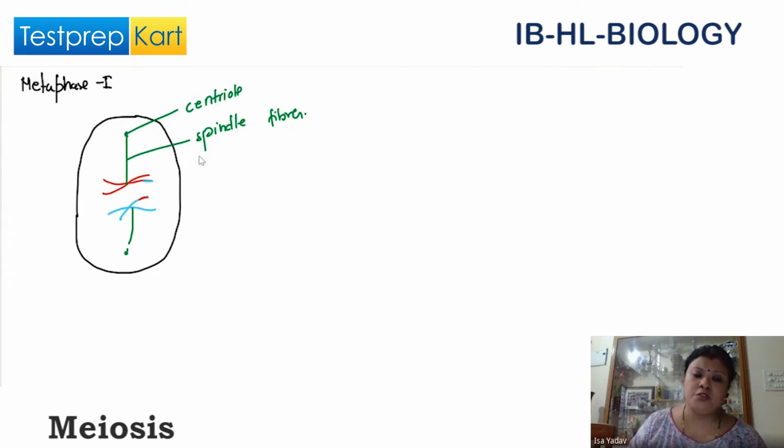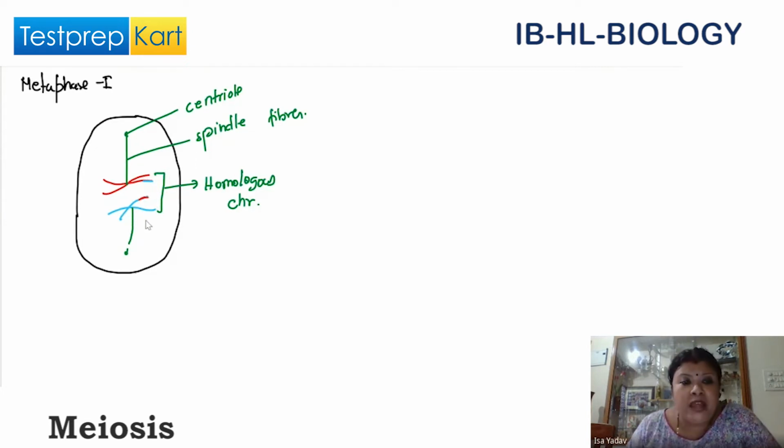Okay. So now what happens? These two chromosomes, okay, Sana, one is from the mother, one is from the father, right? These two are called homologous chromosomes. So in metaphase 1, there will be two metaphasic plates, one chromosome lying here and below that another chromosome. This is the condition in metaphase 1.